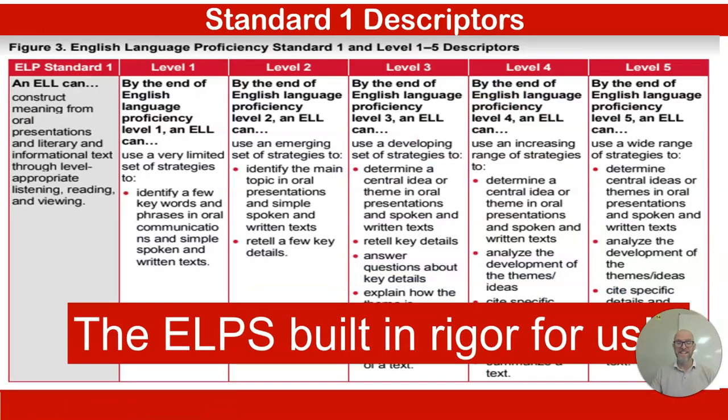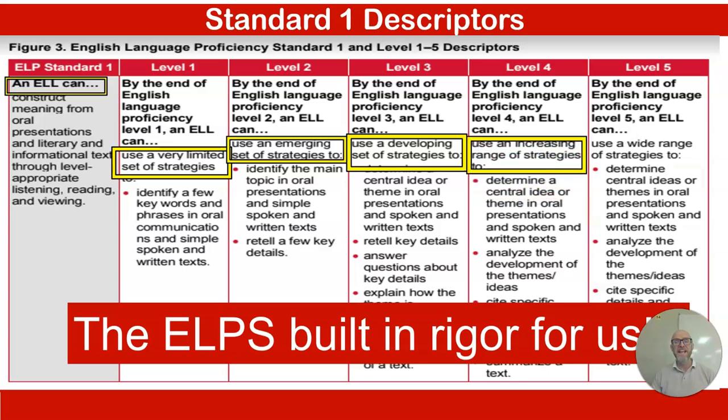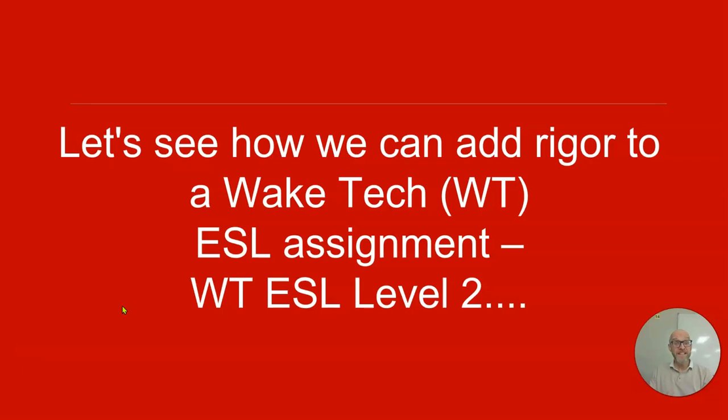Another way to look at it is to look at the descriptors themselves. And if you've noticed, it will tell you that an English language learner can, for example, use a very limited set of strategies, emerging, developing, increasing, and finally a wide range. The descriptors, of course, give you more information about all of that, but you can see how we're building rigor throughout the ELPS levels. Let's see how we can add rigor to a WakeTech ESL assignment. For this, we will be using WakeTech ESL Level 2.